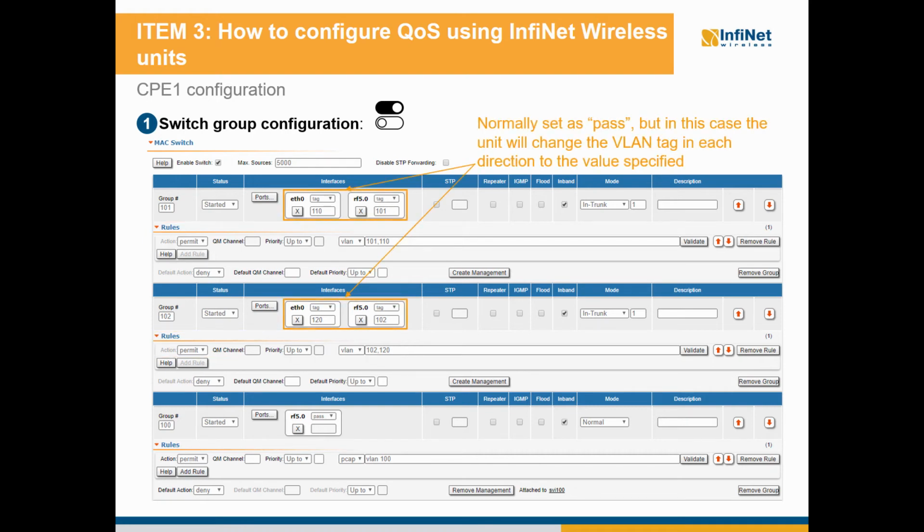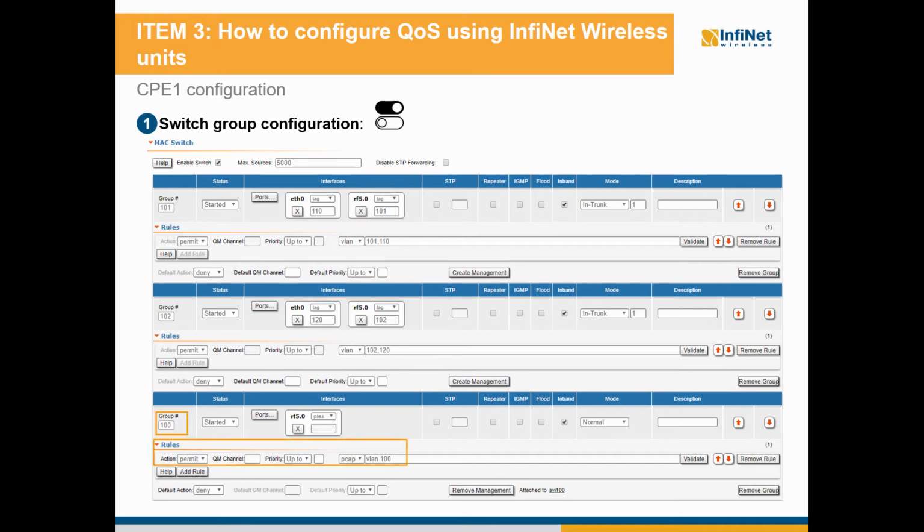In a usual scenario, you should configure the Ethernet and RF ports as pass in order to keep the VLAN tag and send the data as it was received in both directions. However, in this scenario, we intend to show that the unit is able to also change the VLAN tags, so the tag option is used for both ports. Switch group 100 is used for the management of the unit. In order to allow management only from the ISP servers, switch group 100 has only one port, RF50. This way, the unit cannot be accessed from the client side.